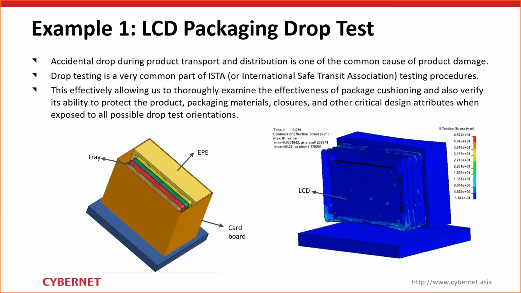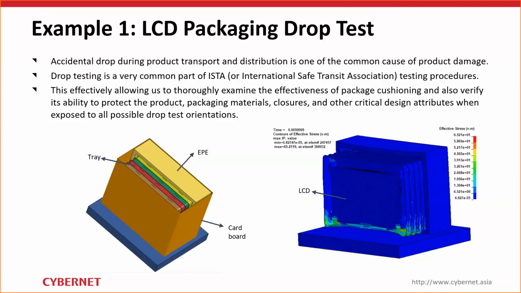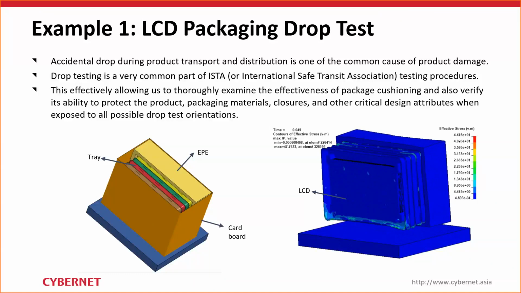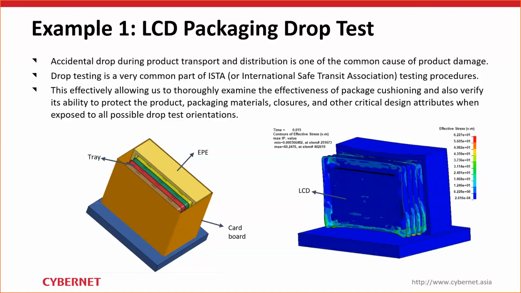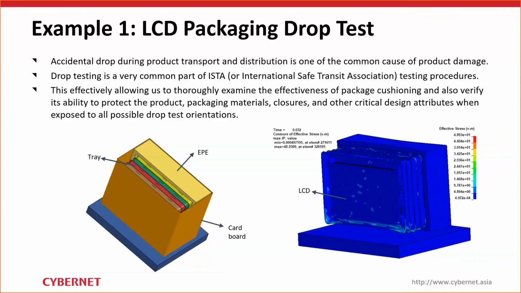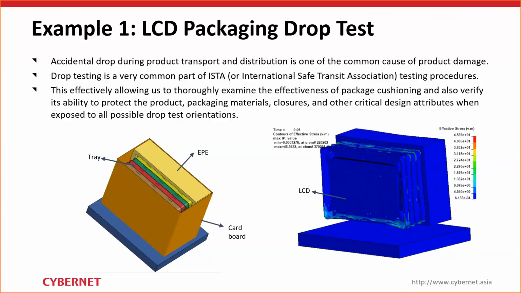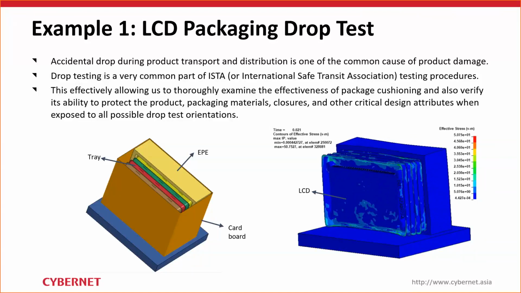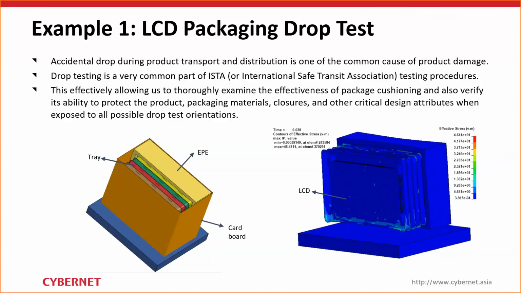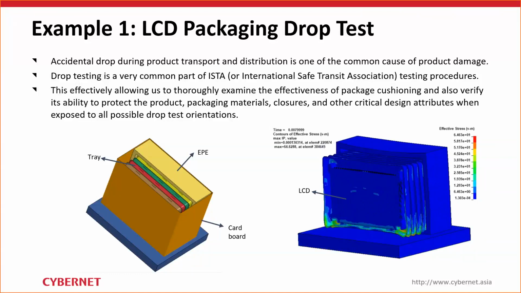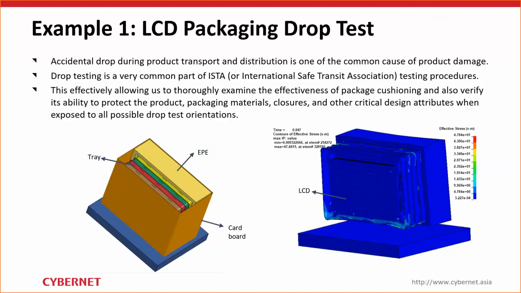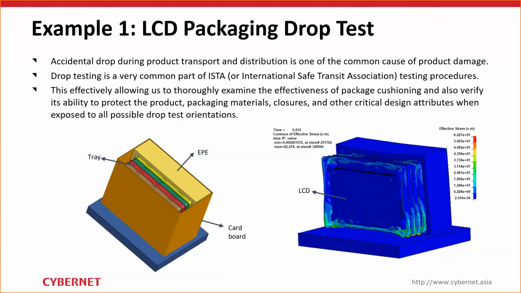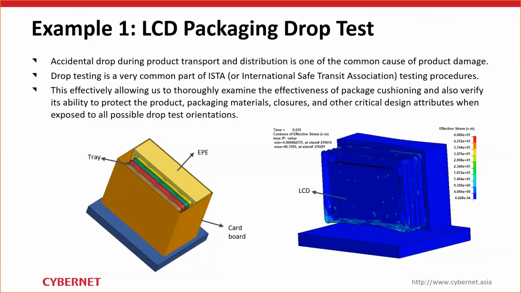For that reason, drop testing is becoming a very common part of ISTA, or International Safe Transit Association, testing procedures, because it effectively allows product packaging engineers or designers to thoroughly examine the effectiveness of their package cushioning, for example, and also ultimately verify its ability to protect the products, packaging materials, closures, and other critical design attributes when exposed to all possible drop test orientations.